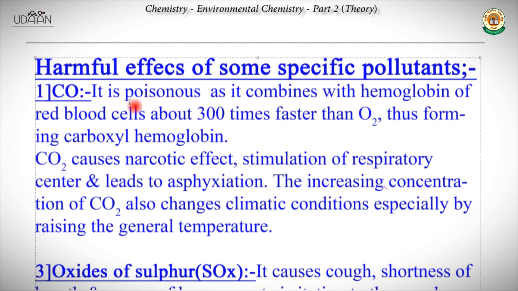Carbon monoxide is poisonous as it combines with hemoglobin of red blood cells about 300 times faster than oxygen, thus forming carboxyhemoglobin. Basically, it is a complex formation reaction. Carbonyl is a stronger ligand than O2, so the strength of the complex with carbonyl ligands would be much higher as compared to that with oxygen ligands.